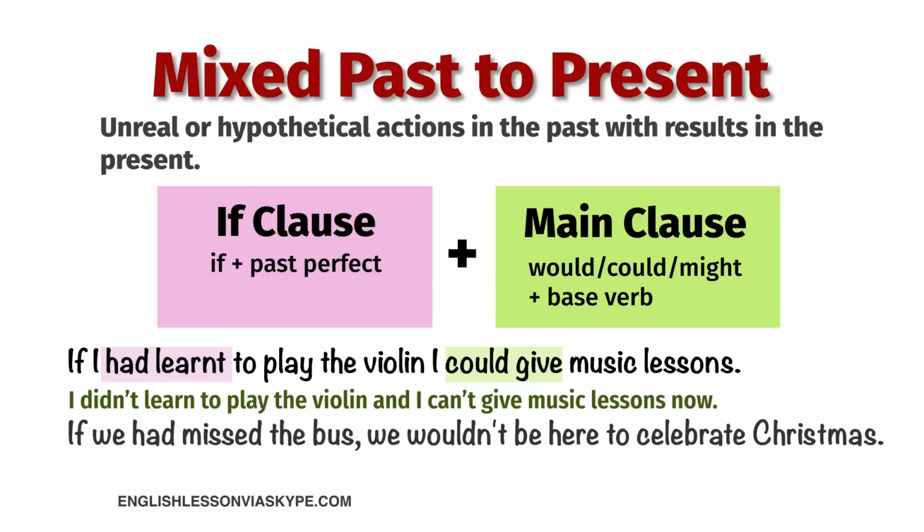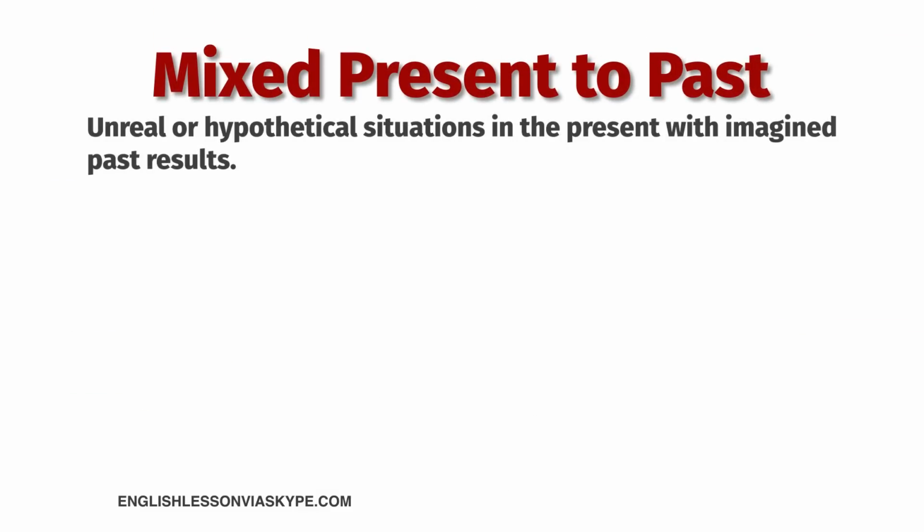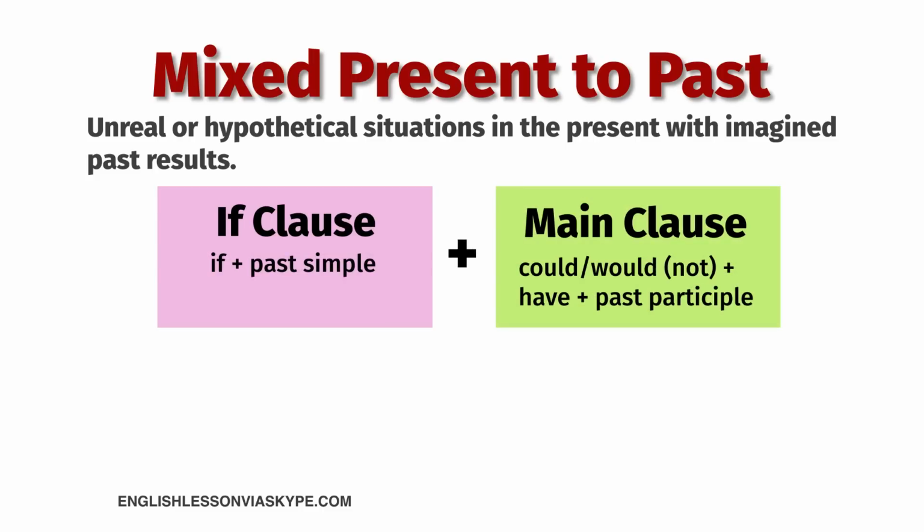Or, if we had missed the bus, we wouldn't be here to celebrate Christmas. The fact is, we didn't miss the bus, and here we are on your doorstep, visiting for Christmas. And then the second one is to mix the present to the past conditional, so the reverse, and it's if plus past simple, and then the result could or would with have and the past participle.